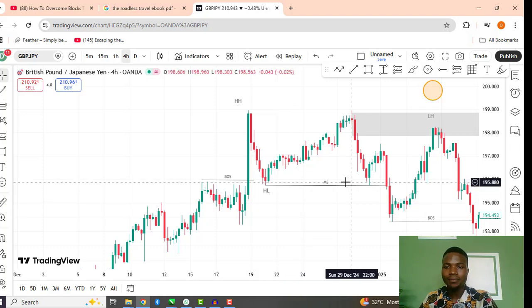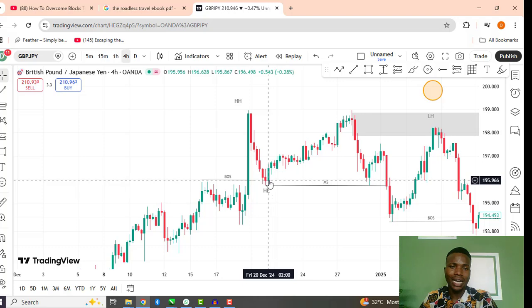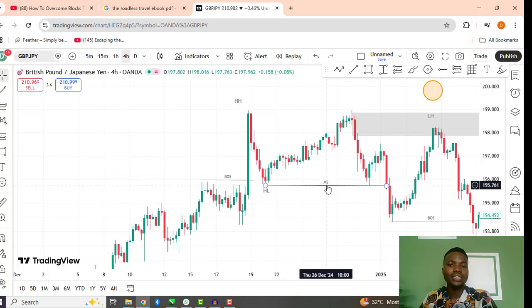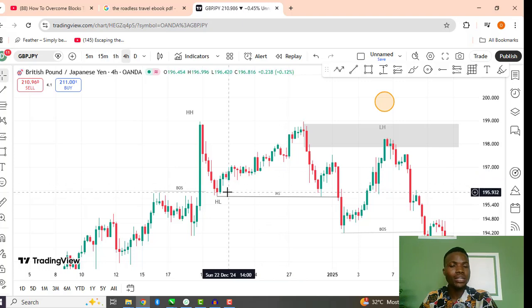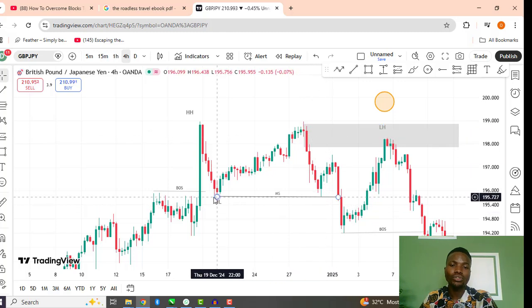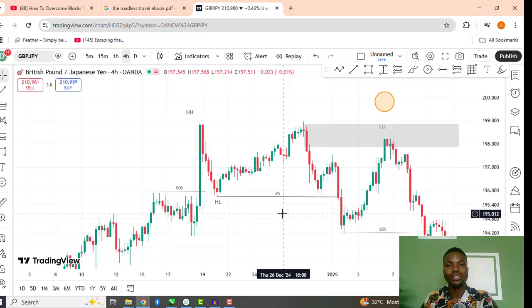So when price broke this low, because this is the last higher low, isn't it? This is the last higher low. So when price broke this low, it means that there is a shift in structure. And from this point right here, we are not going to be looking to buy the market, because price has actually broken through the previous low, and we'll change our bias from buying to selling.